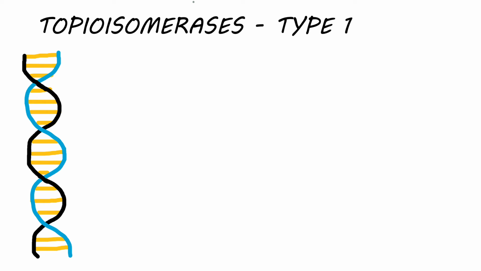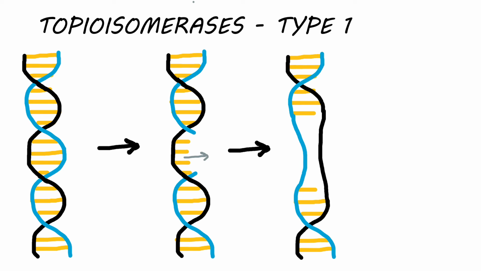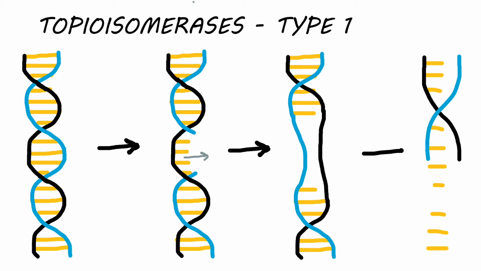Topoisomerases are a class of enzymes which prevent too much positive or negative supercoiling by changing the linking number of DNA. Type 1 topoisomerases create temporary single-stranded breaks in the DNA which allow the uncut strand to pass through the gap, changing the linking number by 1. This is a passive process which doesn't require ATP.